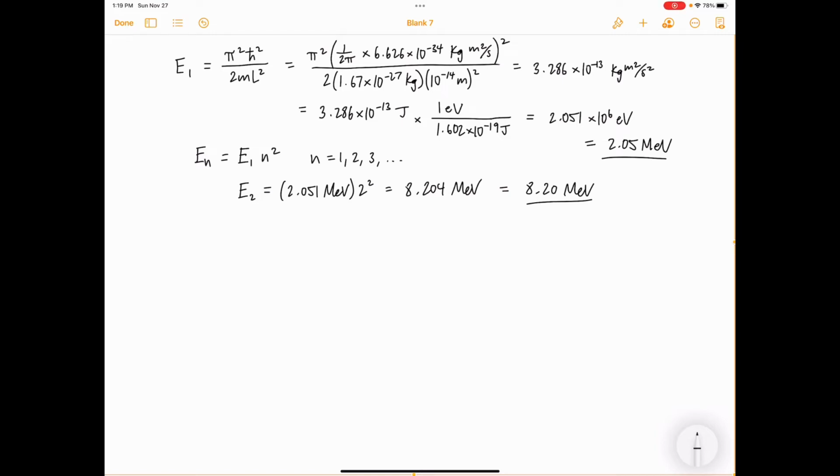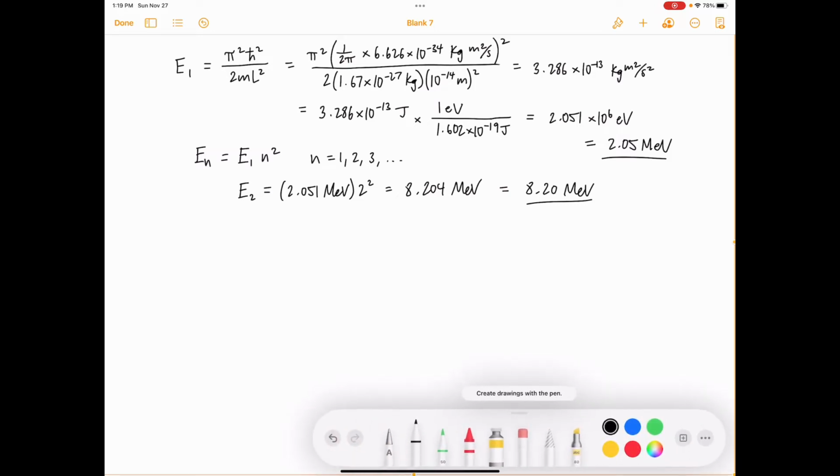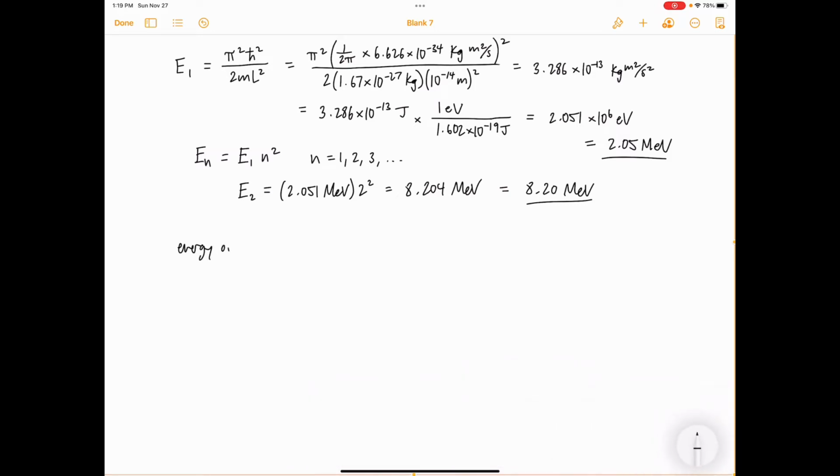So to answer the next question, we're imagining that the proton transitions from the n equals 2 state down to the n equals 1 state, so it loses energy. If it's going to do that, it's going to have to give off a photon, which will carry away that energy. So the idea is the energy of the emitted photon is equal to the energy lost by the proton. This is how we apply conservation of energy to this situation.